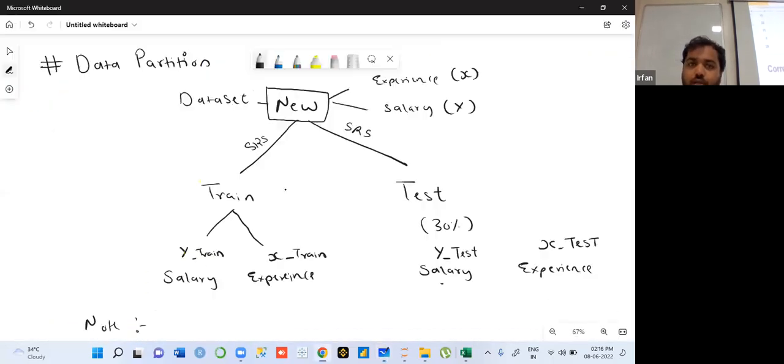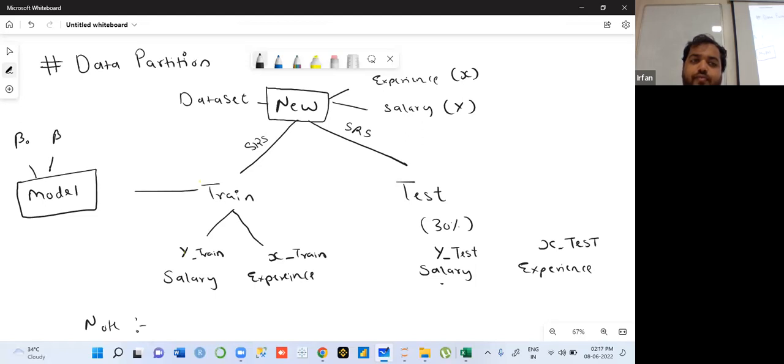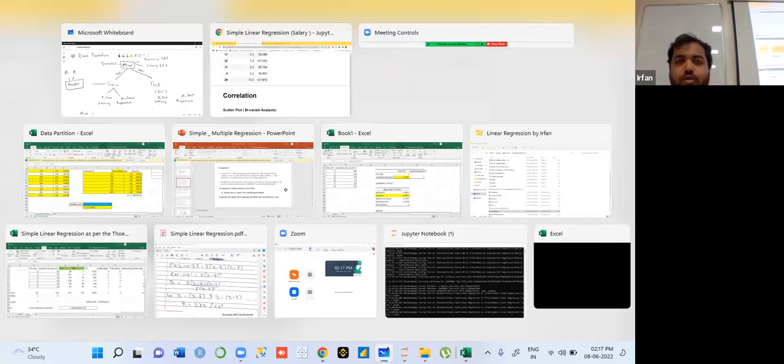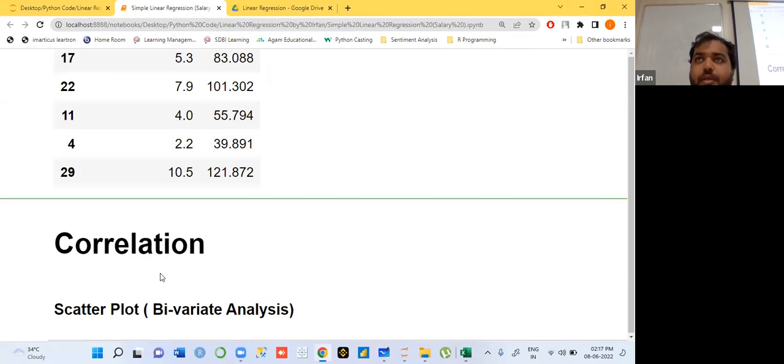Now I will do the modeling part on this. Whatever modeling requires, meaning correlation, your beta naught, beta 1, R square, P value, everything I check on train. Guys, what is the meaning of model? The values of your beta naught and beta 1 are called the model. The first step, we check correlation. How many methods do we have for correlation, guys? 2. Which are the 2?